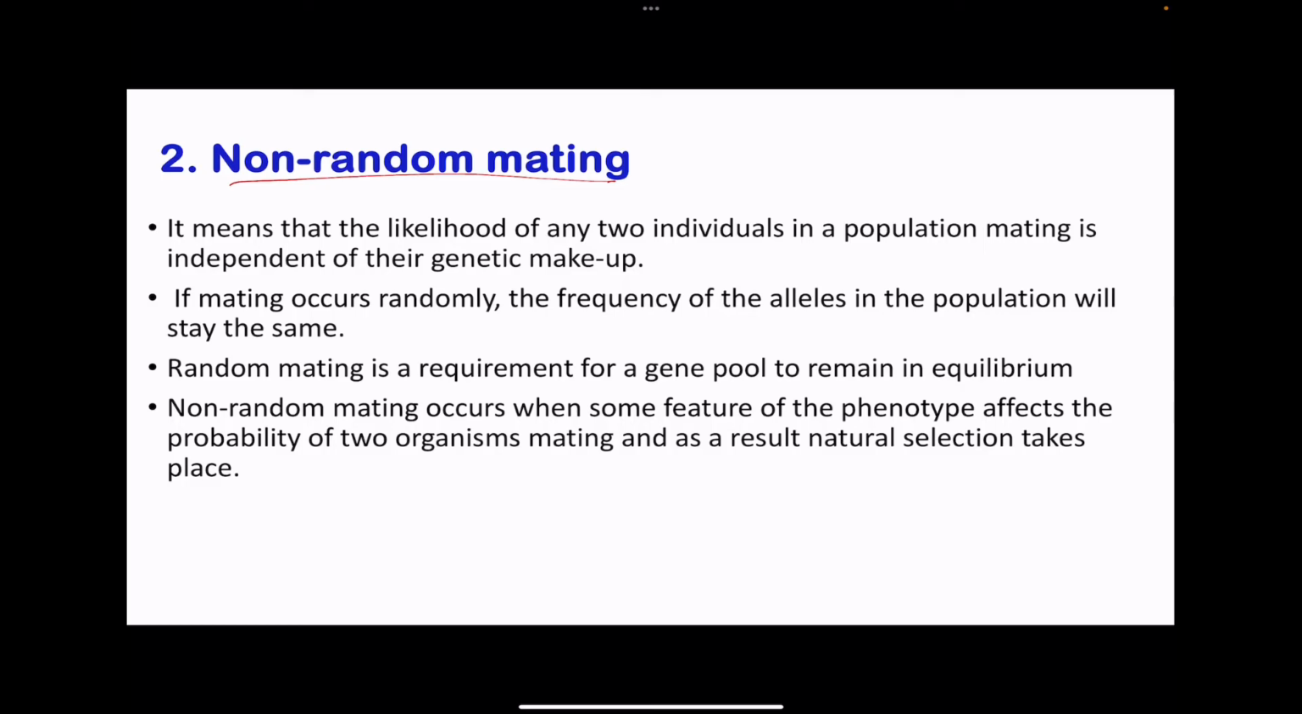We know that if mating occurred randomly, then the frequency of alleles in the population will stay the same, because random mating is required for stability of the gene pool. However, non-random mating is going to occur all the time, because some features of the phenotype determine which organism is going to mate with which one. Some organisms in nature have mating rituals before they mate, and some organisms prefer certain organisms with specific features, and therefore the gene pool is not going to be stable because there is going to be non-random mating.